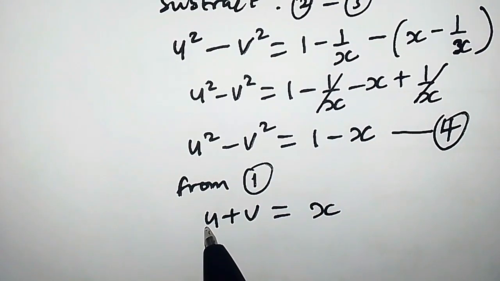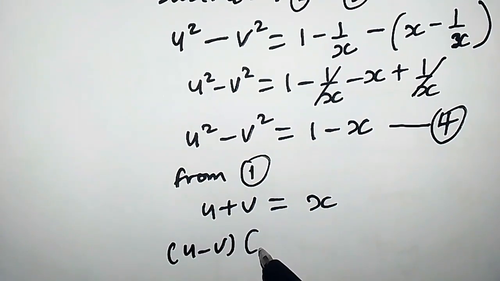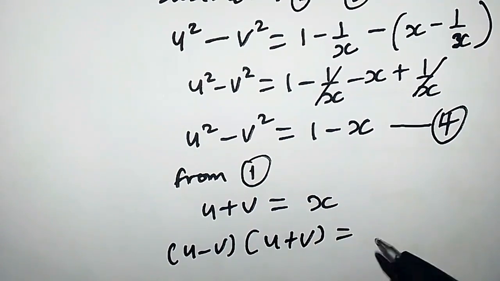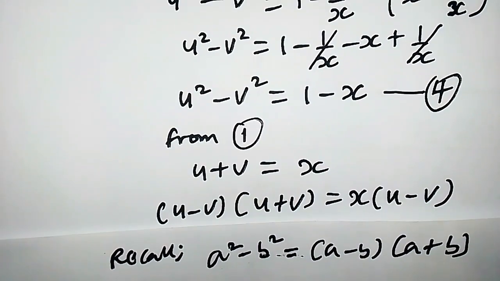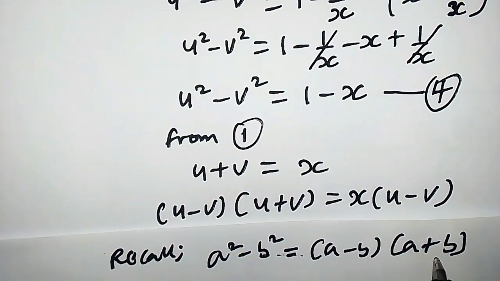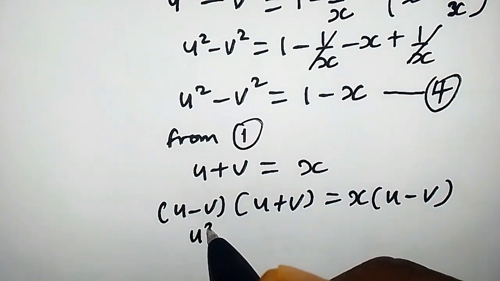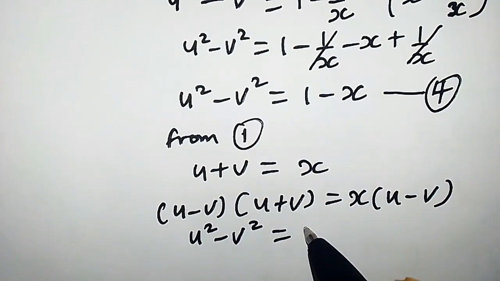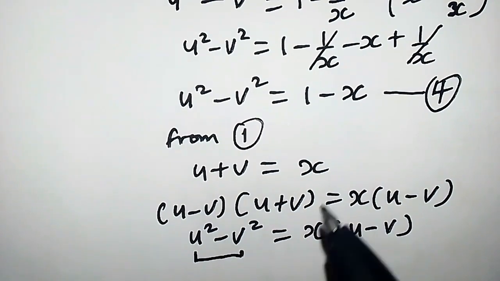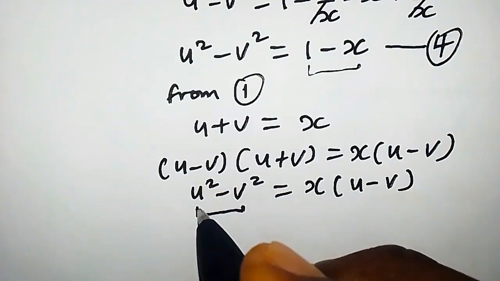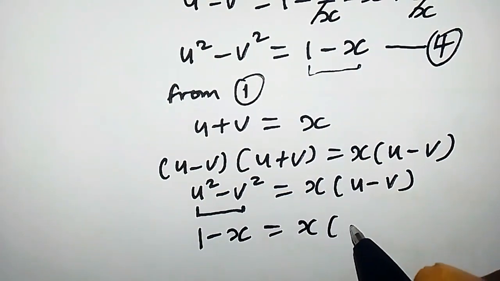Suppose we multiply both sides by u minus v. We're going to have u minus v times u plus v equals x times u minus v. But from this formula, a square minus b square equals a minus b times a plus b, the left hand side now becomes u square minus v square equals x times u minus v. But what is u square minus v square? That is exactly 1 minus x.